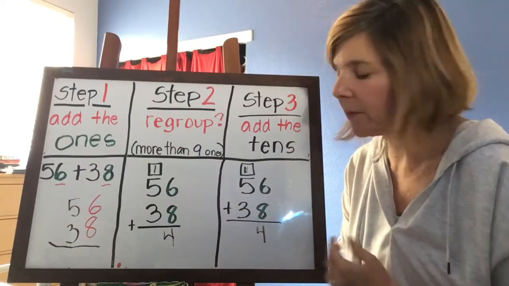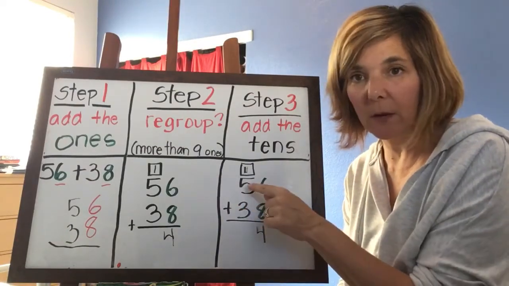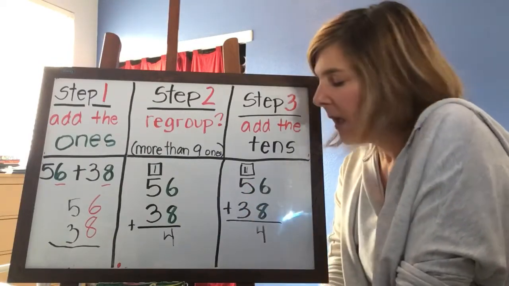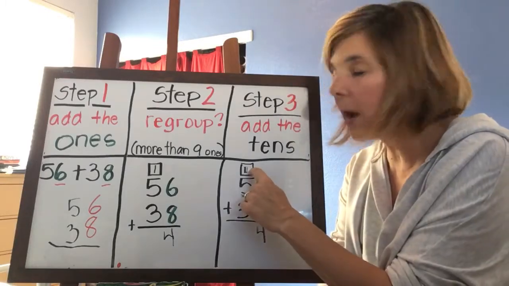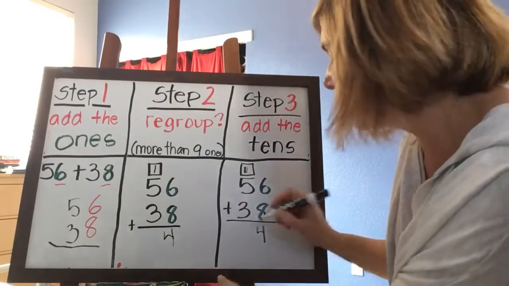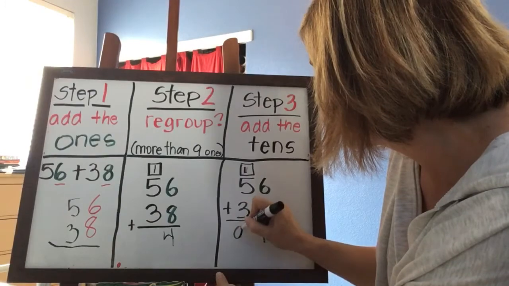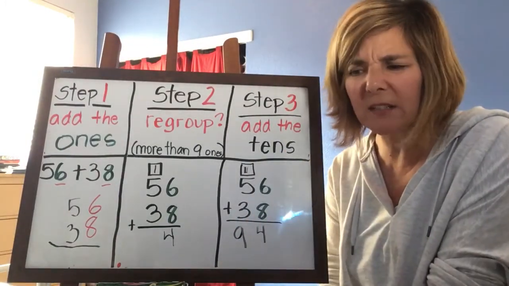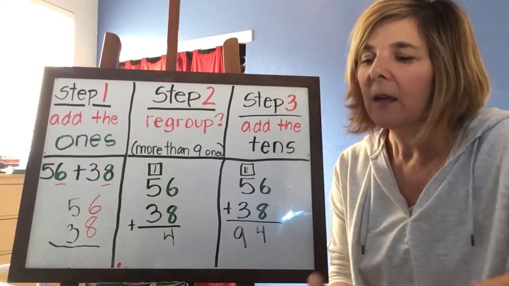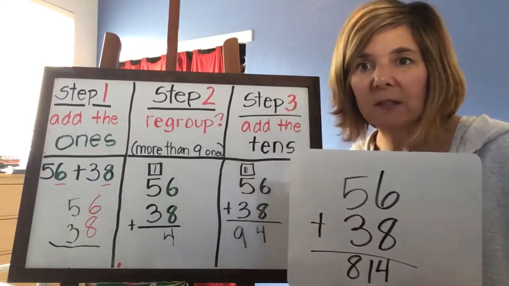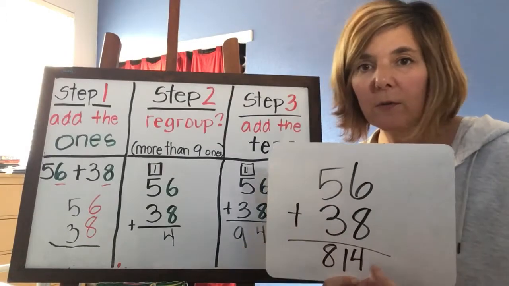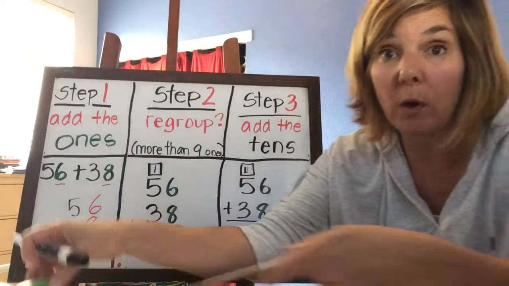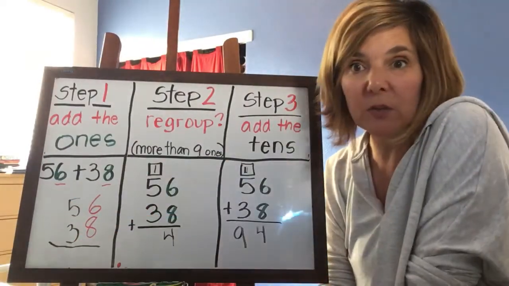Now the easiest way for me is to take my numbers that were already there, add them together. 5 plus 3 I know is 8 and 1 more. 8 plus 1 more is 9. 56 plus 38 is 94. Does that make sense to you? Yes. See how this one didn't make sense? 94 or 814. That's why numbers in your hundreds will help you when you add 2-digit numbers.